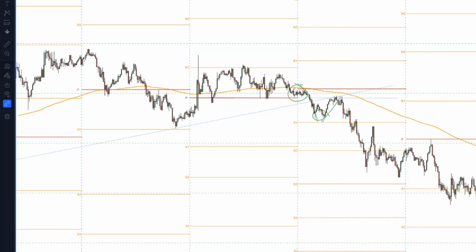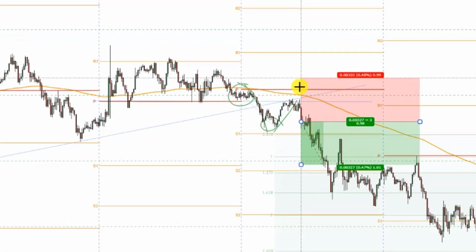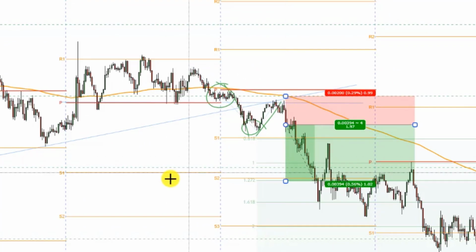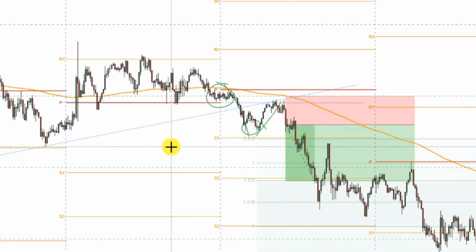Now all you're waiting for is the pullback. We add our Fibonacci extensions. We look for the entry down here somewhere. You get your 2 to 1 with a 20 pip stop. That's the minimum acceptable trade reward for this strategy.